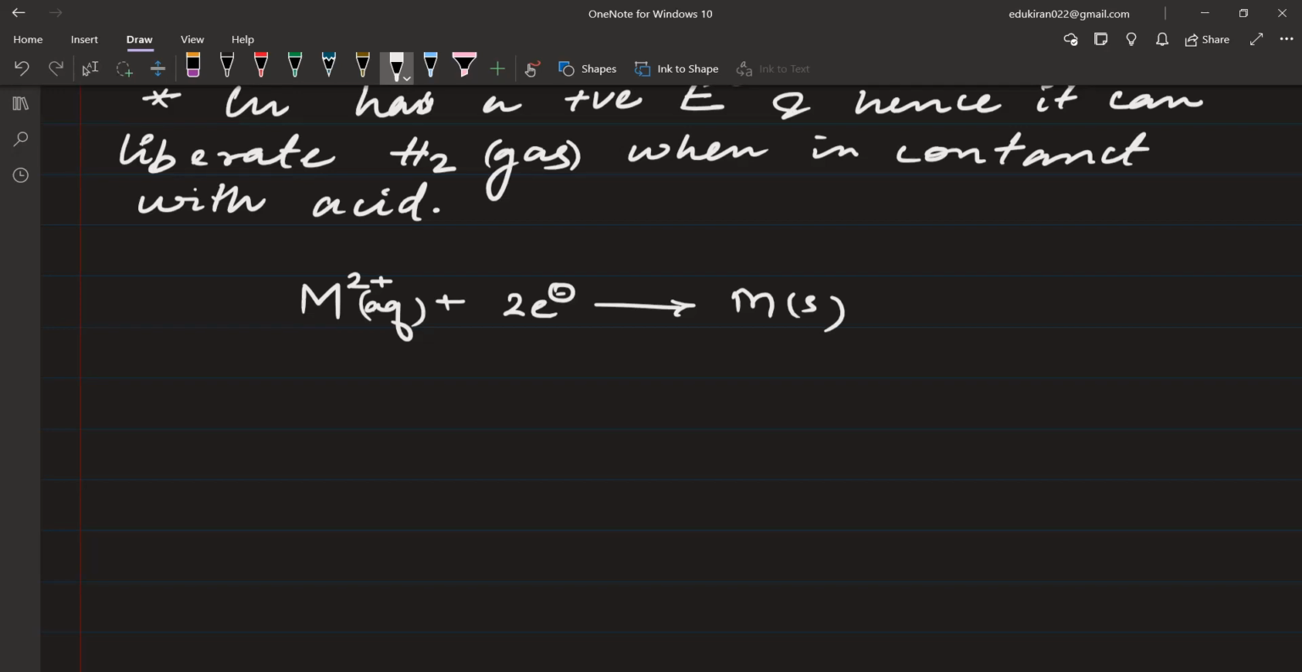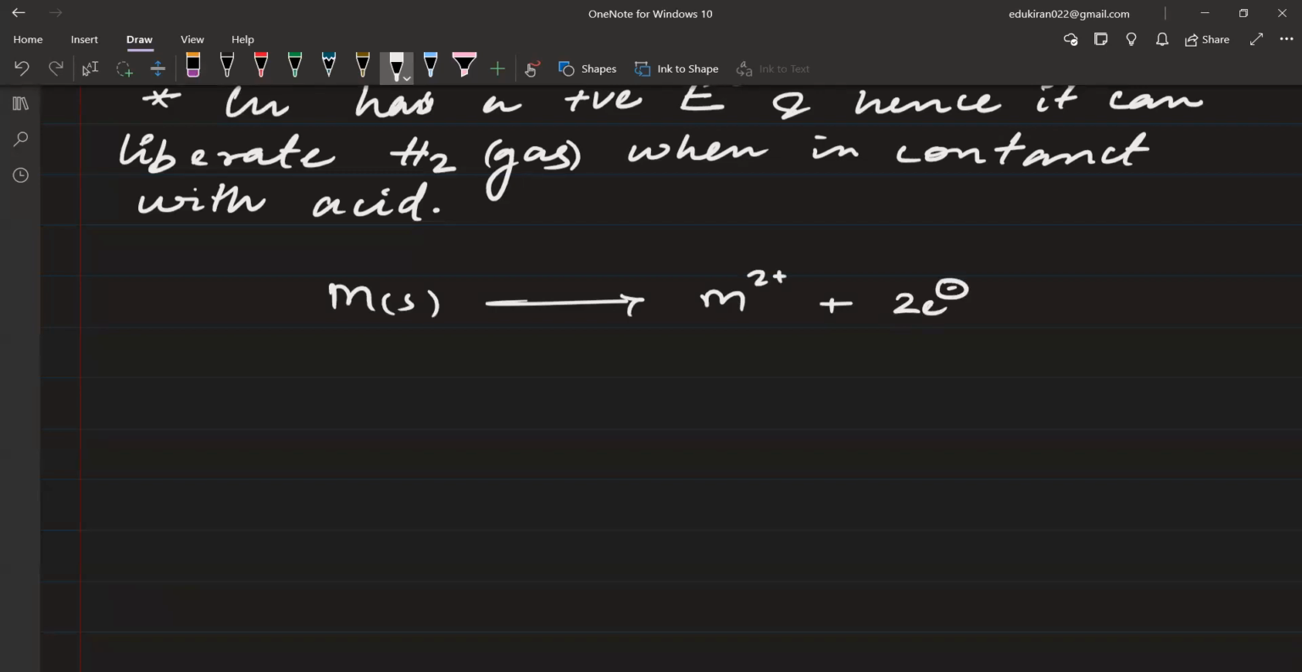जब आपके पास एक काम करते हैं, let me just reverse this one, it will be easier for you to understand. If you have metal, it is going to give you metal 2 positive plus 2 electron. Okay, first of all आपके पास क्या होना चाहिए? You are going to atomize it. Enthalpy of atomization. Okay, you are going to get metal gas.